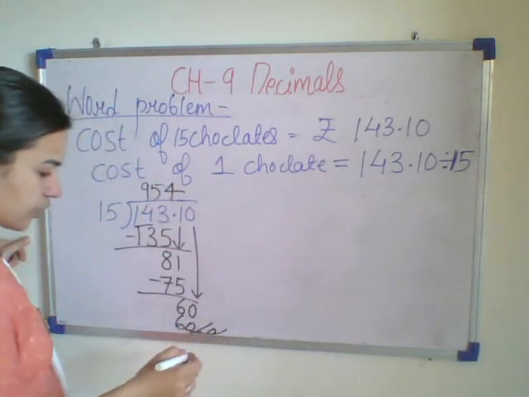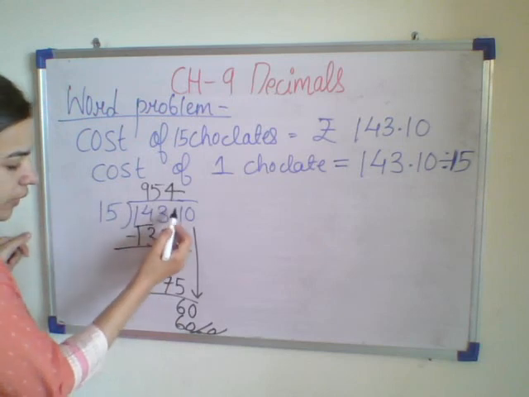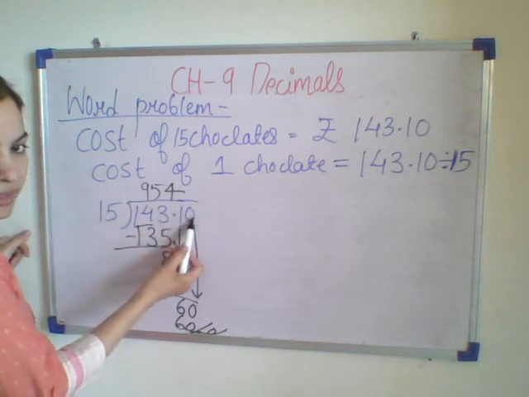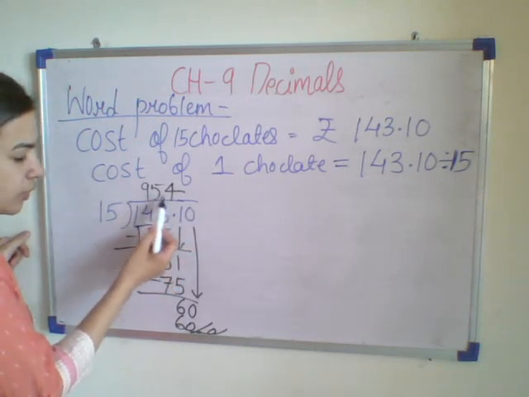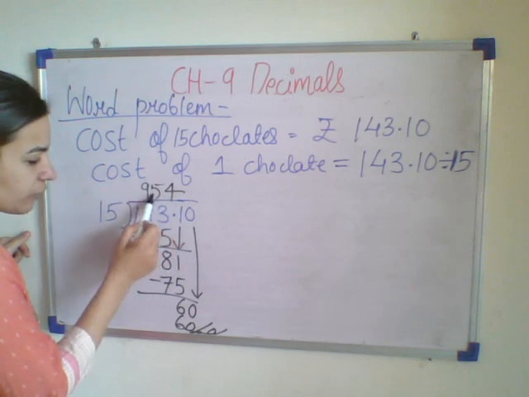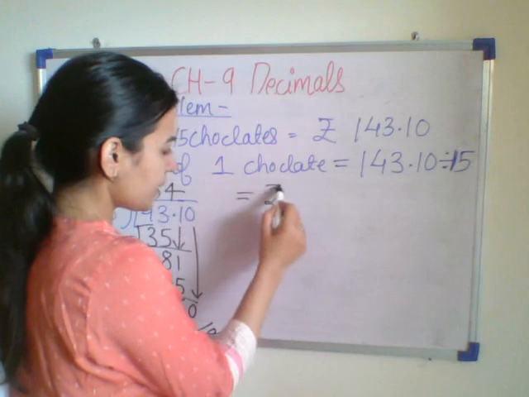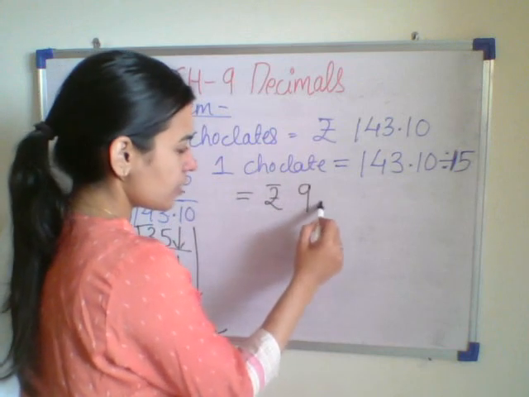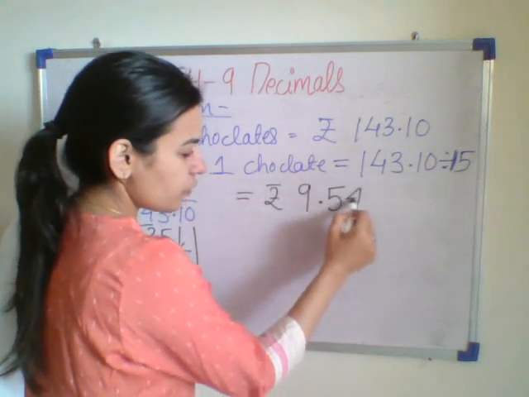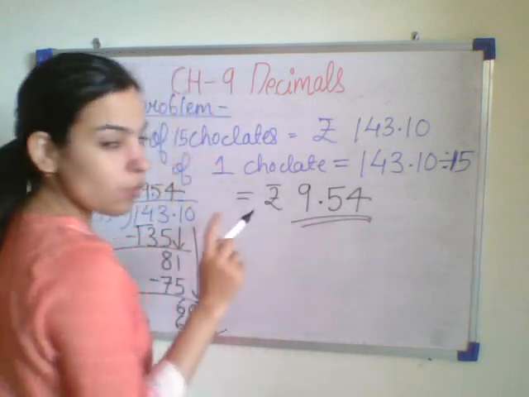The remainder is 0. Now here after 2 digits the decimal is there. So here also I will be putting the decimal after the 2 digits. So what is the cost of one chocolate? It is rupees 9.54. It is the cost of one chocolate.